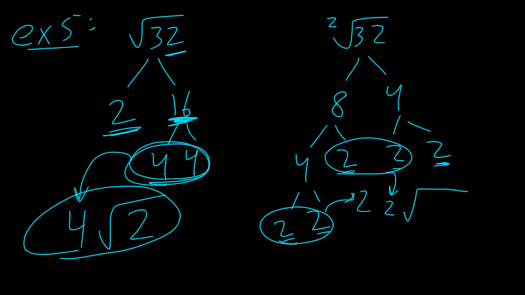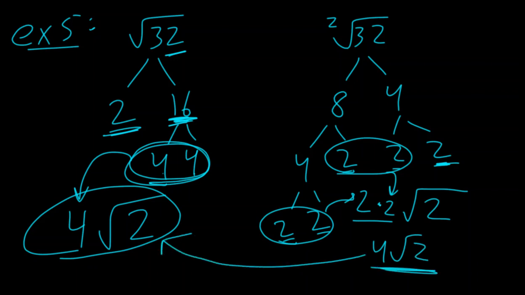Well, if we've divided everything to break it apart, then to put it back together, we have to multiply. And of course, this 2 stays on the inside of the radical. Now we know 2 times 2 would give us 4 square roots of 2, and you'll see it's the exact same answer that we got right there. Okay, let's go ahead and move on to example 6.